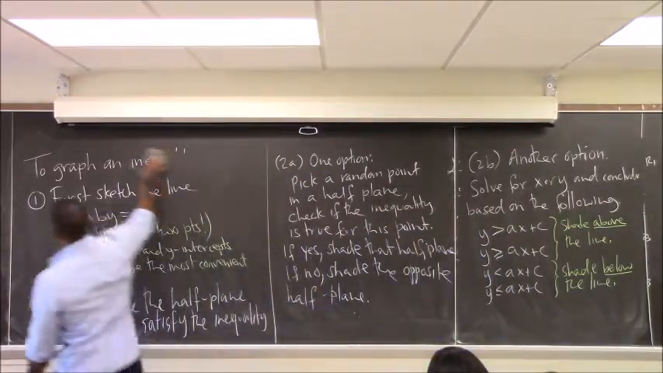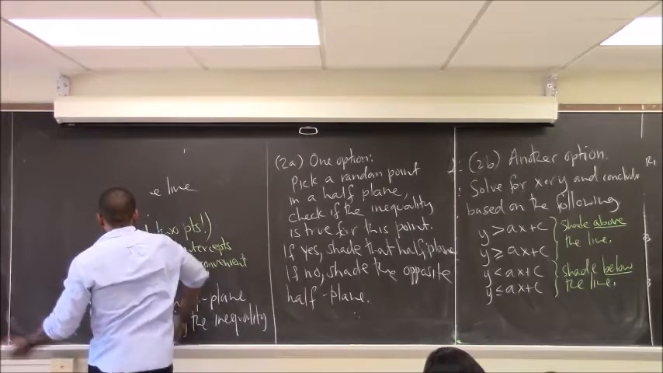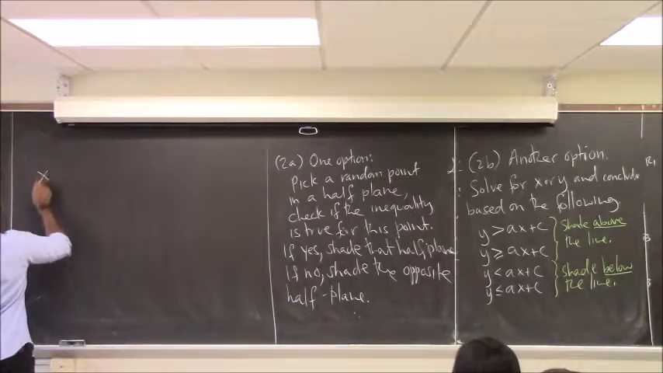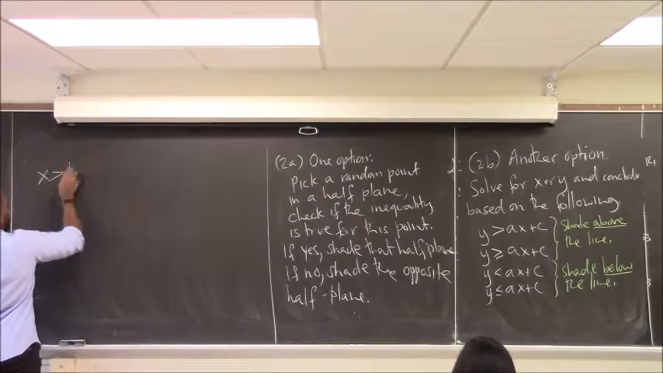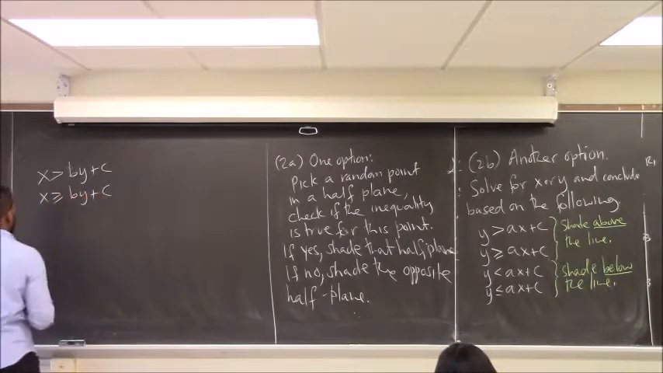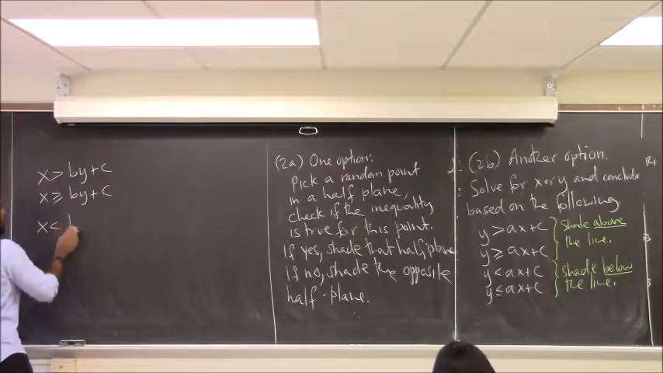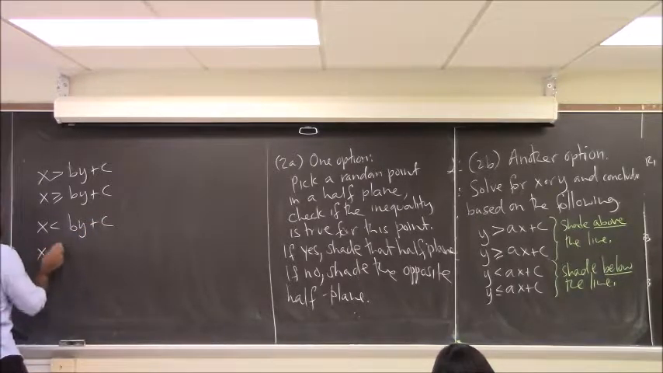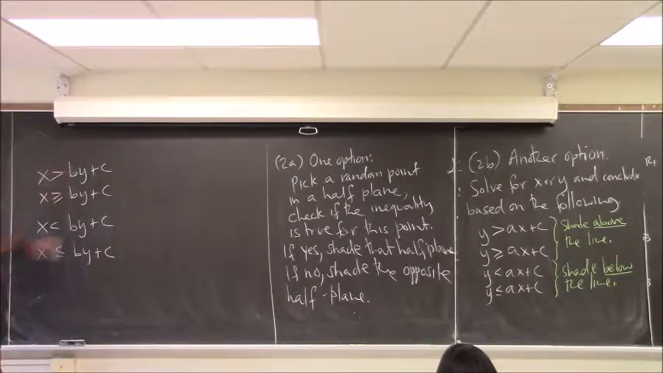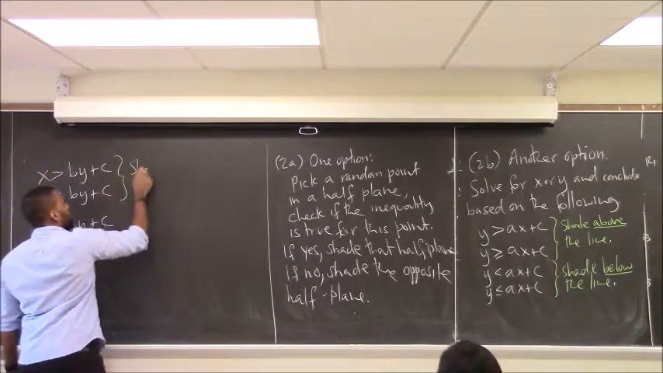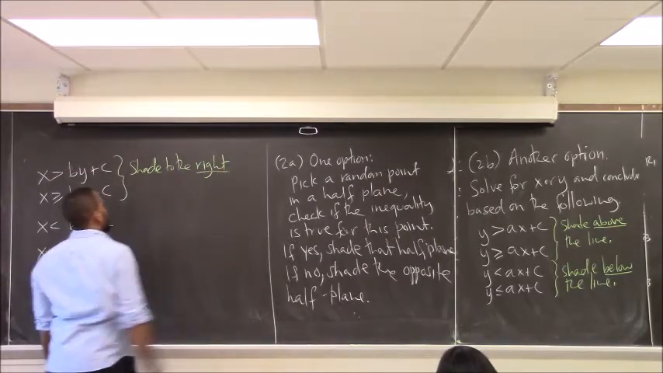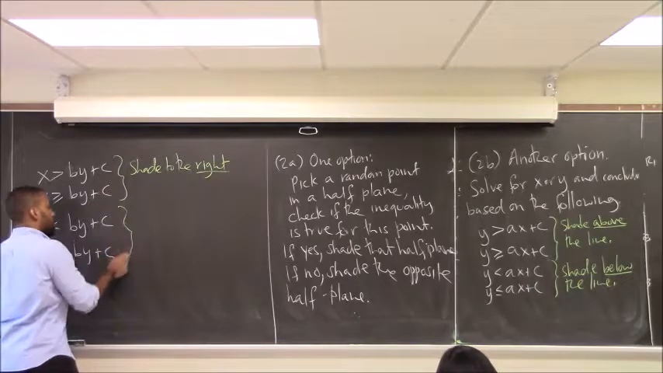If you chose to solve for x, which for some reason you might want to do, then the possibilities are you can have x greater than or equal to the other side, or you can have x less than or equal to the other side. In the event that your x is larger than this expression, you will shade to the right. And in the event that your x is smaller, you shade to the left.